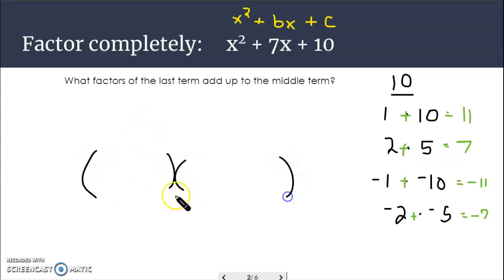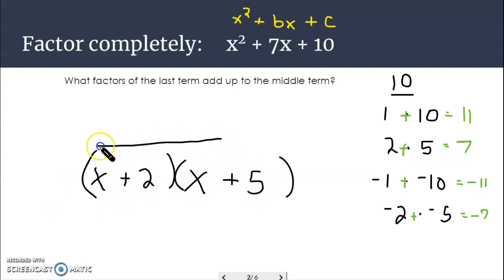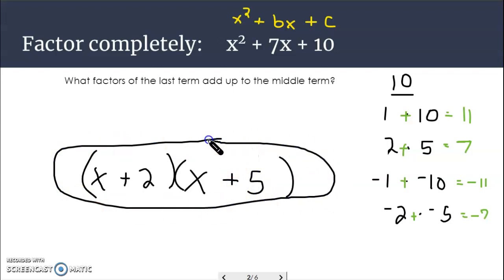The factored form is 2 binomials. And we set up like this, x and x to start, and the 2 numbers we use at the end, plus 2 and plus 5, in any order. The order doesn't matter. That is the factored form of this quadratic trinomial.